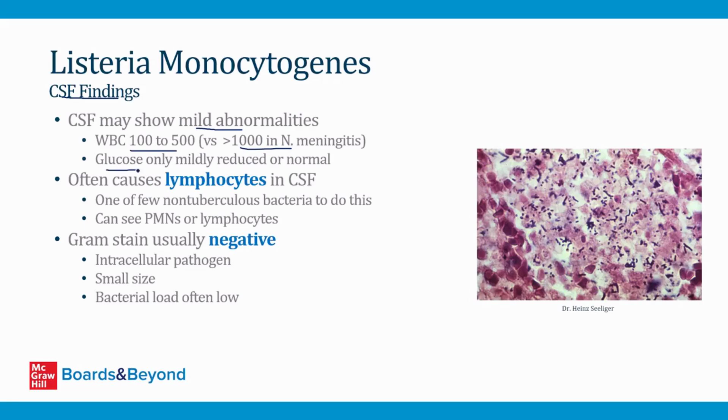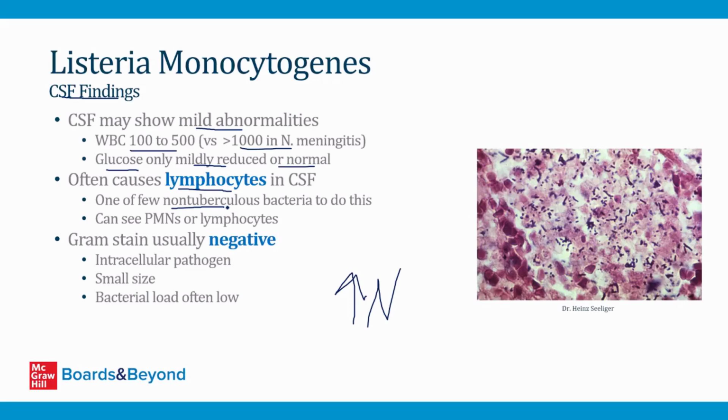Also, the glucose, which can get very low in bacterial meningitis, may be only mildly reduced in Listeria infection, or sometimes it's even normal. You should also know that traditionally we say bacterial meningitis causes the neutrophil count to go up in the CSF. That can happen with Listeria infection, but also sometimes it's the lymphocytes that go up. Listeria is one of the few non-tuberculosis bacteria that can drive up the lymphocyte count in the CSF.